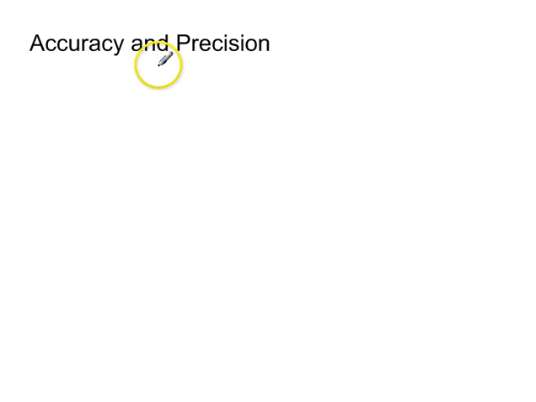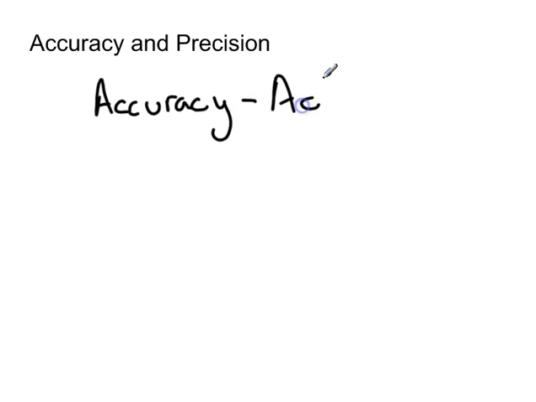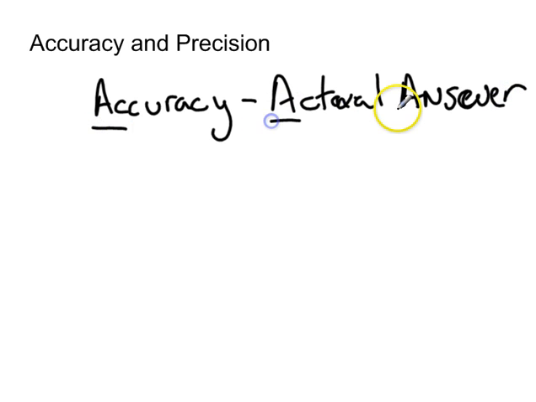Accuracy is how close to the actual answer you are. So what I always remember is that accuracy is how close to the actual answer. So accuracy, actual answer, like AAA, okay?